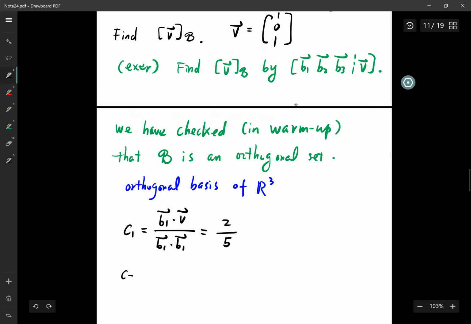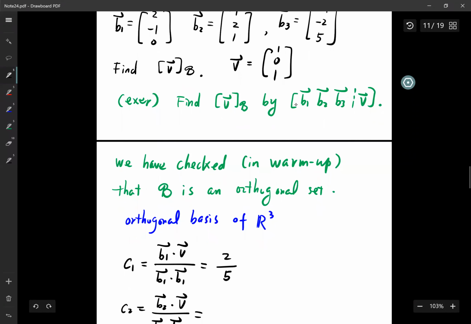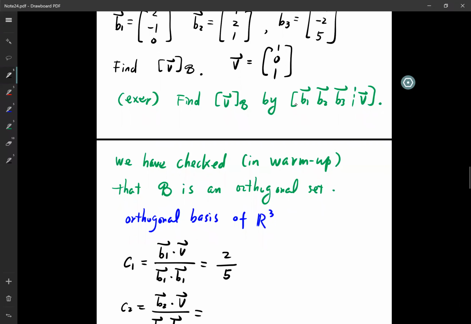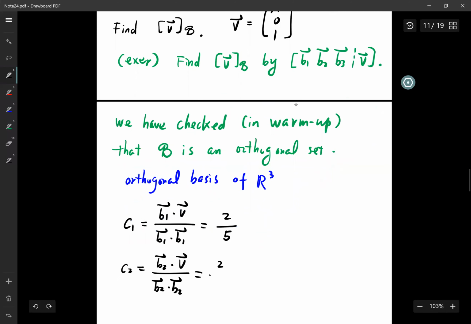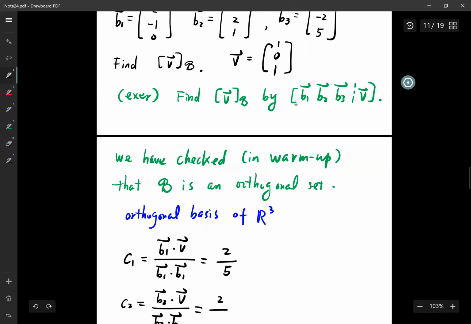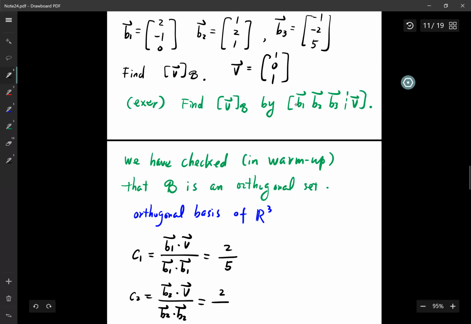Okay. C2, exactly the same procedure. B2 dot B2. So B2 dot V, so this one is 1, 0, 1. So this is 2. B2 dot B2 is 1, 4, 1, which is 6, so 1 over 3.